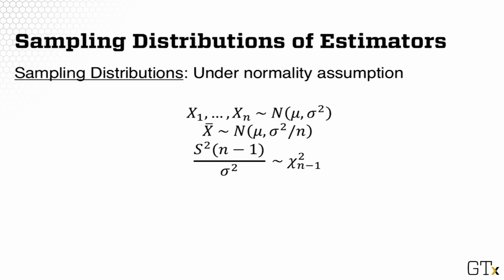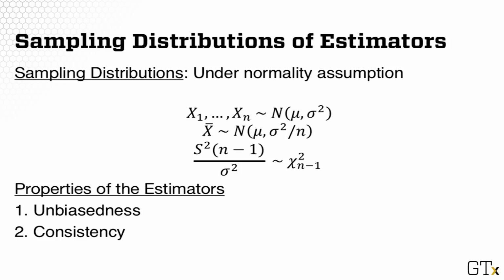The distribution of the estimator for the variance, sigma squared, is provided on the slide. S squared is the sample estimator for the variance. If multiplied by n minus 1 and divided by the true variance, the sampling distribution is a chi-square distribution with n minus 1 degrees of freedom. Based on the sampling distribution of an estimator, we can derive important statistical properties for the estimator.